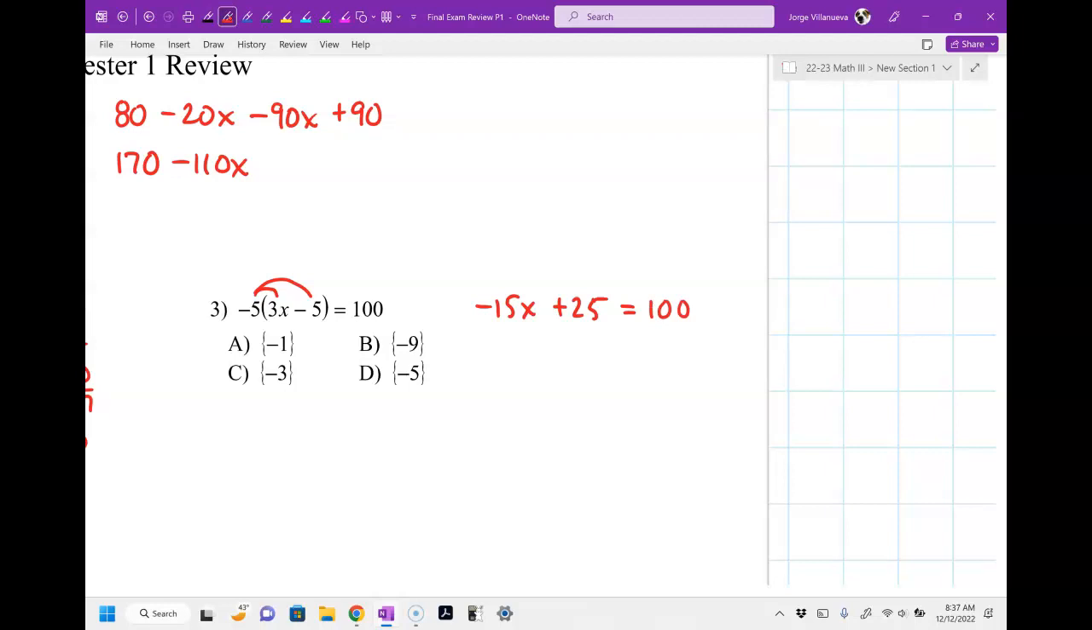Let's subtract 25 on both sides. So I get -15x is equal to 75. And if I divide both sides by -15, x is equal to -5. So that would be D.